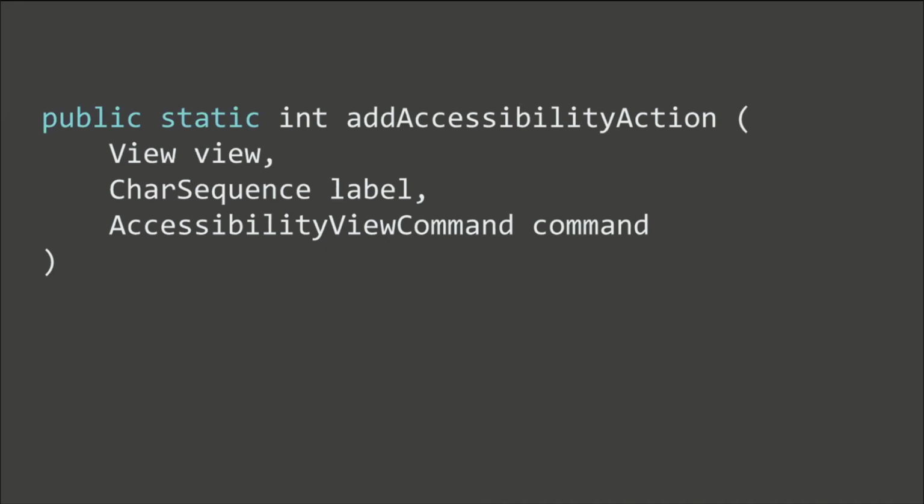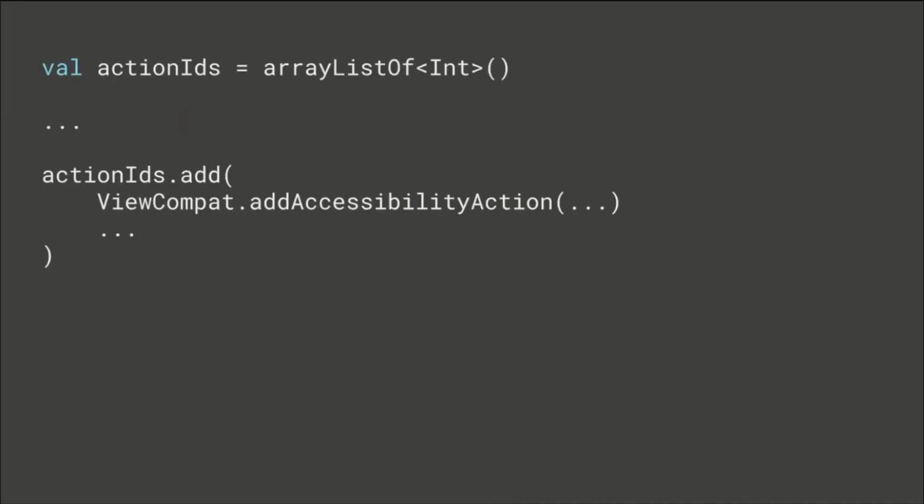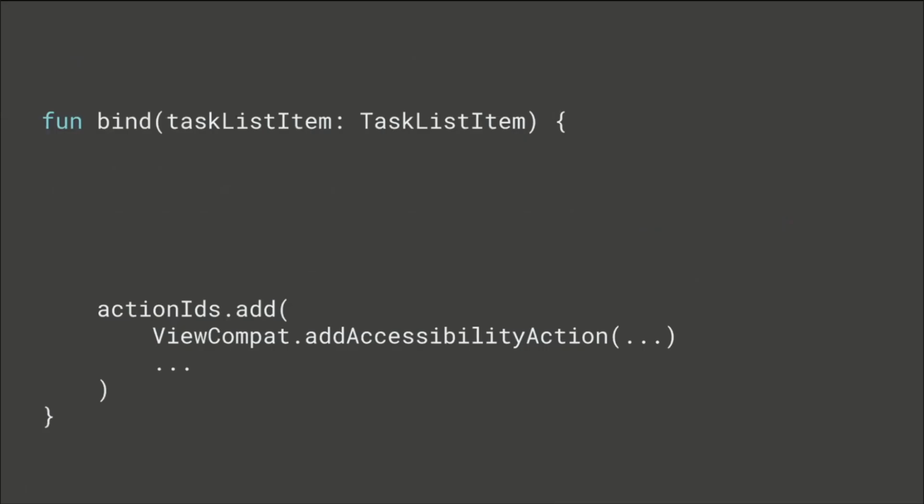And it's a good pattern, it's a good idea to store that somewhere. So a common thing would be to define, let's say, an array list, and every time you add an accessibility action, you store its ID. Now, why am I telling you to do this? Because the API is designed to make it very easy.